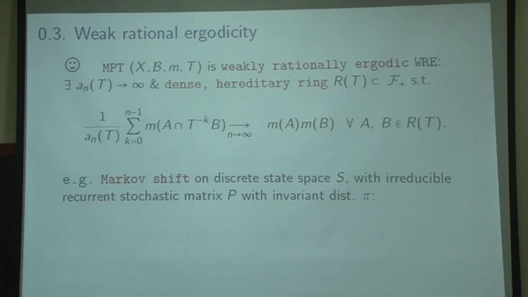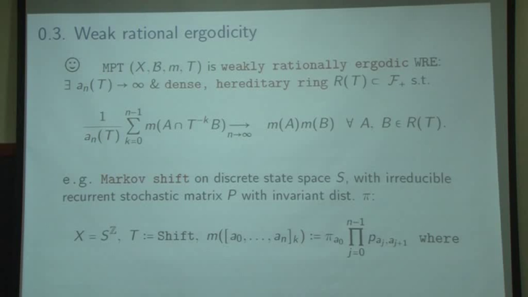Okay, so for an example, not every transformation has this property, but a Markov shift on a discrete space, which has an irreducible recurrent stochastic matrix, does. You define it like that: you take all sequences of states, the map is the shift, and the measure is this Markov measure. The measure of a cylinder of A is all those points which agree with the A coordinates starting at k. That's a cylinder.